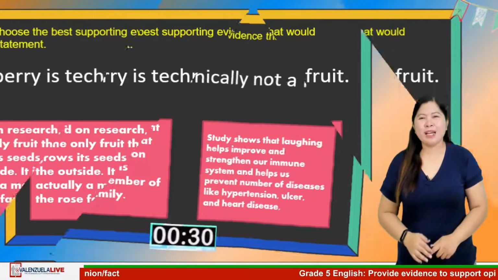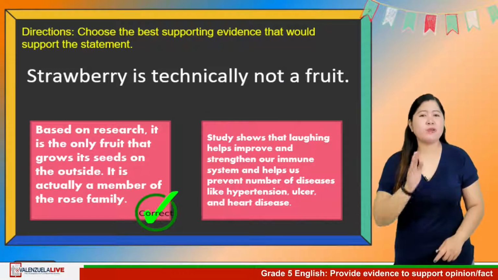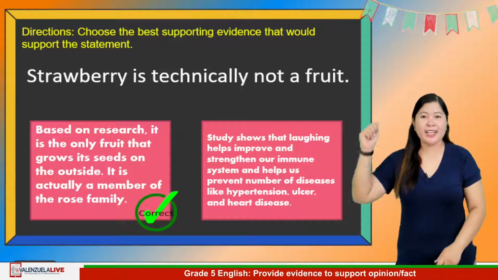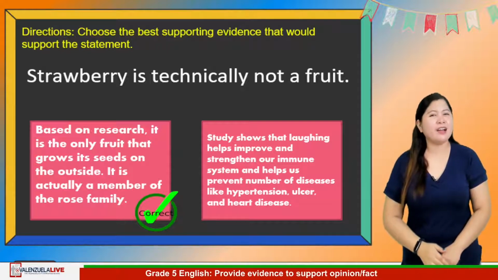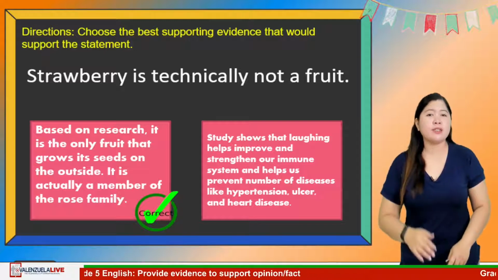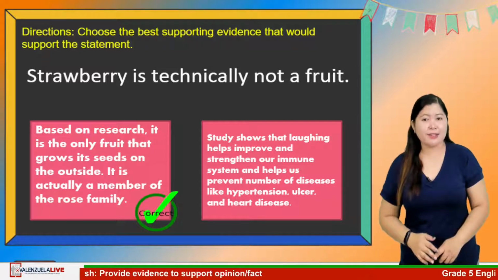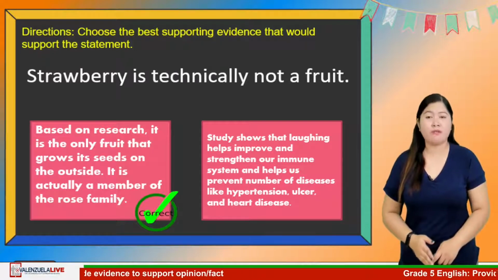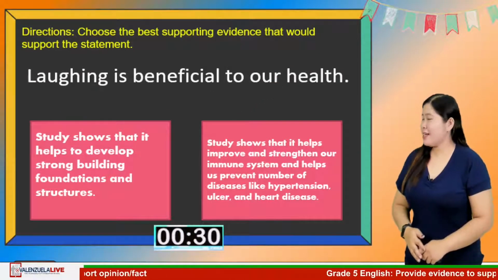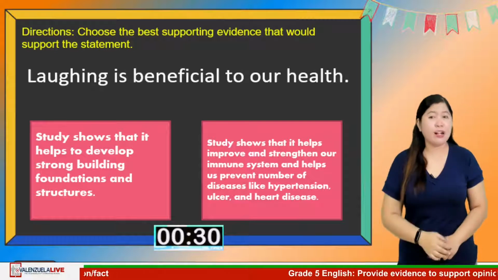Time is up. The supporting evidence that best fits the statement is, of course, the first one. Strawberry is technically not a fruit. Based on research, it is the only fruit that grows its seeds on the outside. It is actually a member of the rose family. Number 2. Laughing is beneficial to our health.